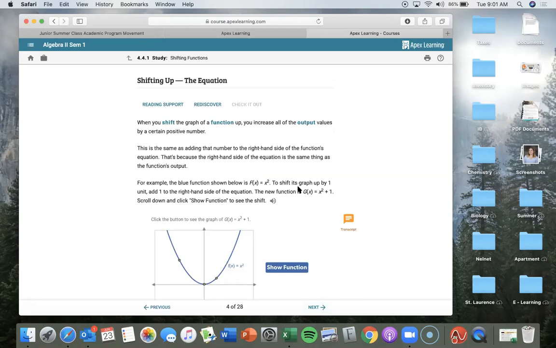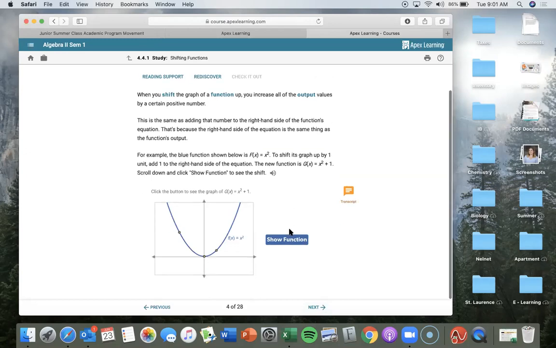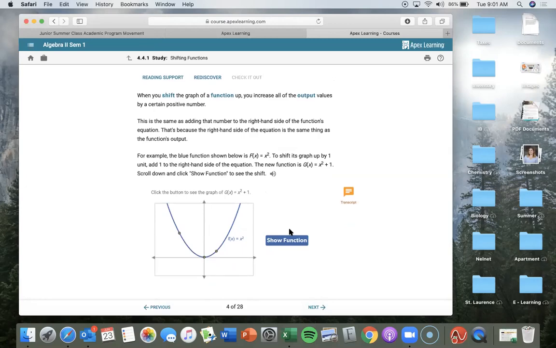All right. And when you shift a function up, we just said you increase all of the output values by a certain number. We increase them all. We can't just selectively choose half. That would be awesome. But we shift them all. We take the entire graph and move it.